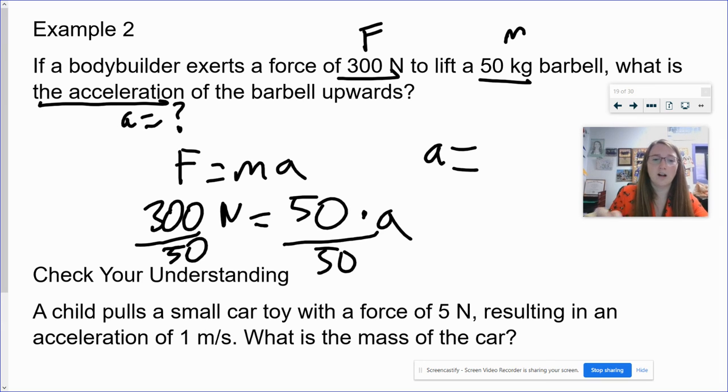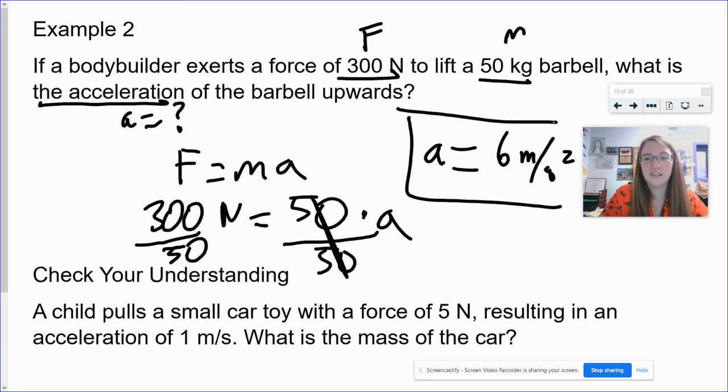So this is going to result in a pretty quick acceleration. I think I just made these numbers up. What would the acceleration be? 300 divided by 50. Yeah, 6 meters per second squared. That's 300 divided by 50. Yeah, this guy is just like, this is so easy, and just yanks it up. That's actually going to accelerate pretty fast.